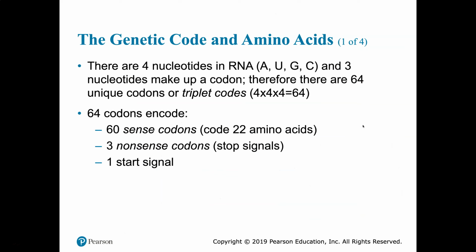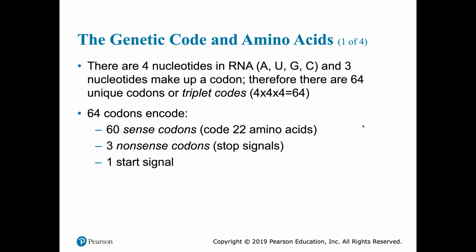So, genetic codes and amino acids. There are 4 nucleotides in RNA. There are also 4 in DNA, but the 4th one differs depending upon whether you're looking at DNA or RNA. If you're looking at RNA, it's adenine, uracil, guanine, and cytosine. So uracil replaces thymine. That means it pairs with adenine with 2 hydrogen bonds, whereas the other 3 pair together, and they each have 3 hydrogen bonds.